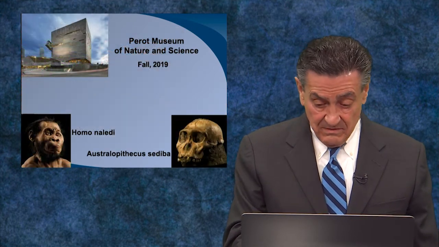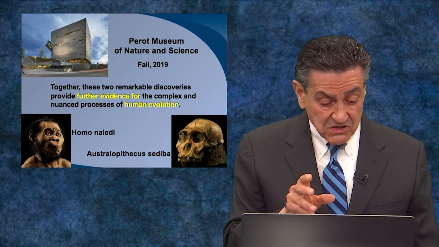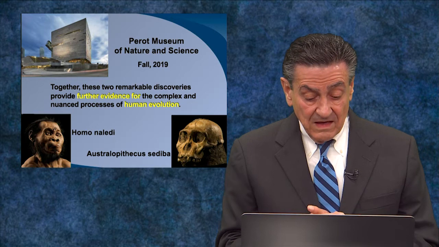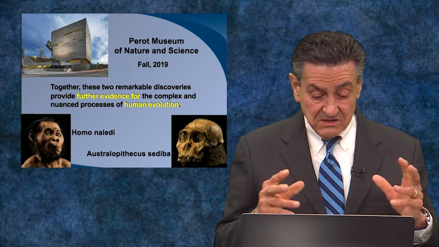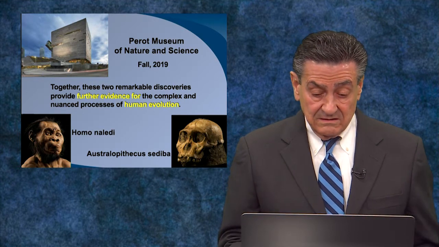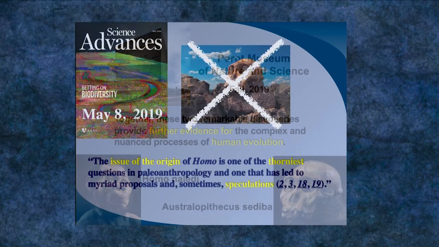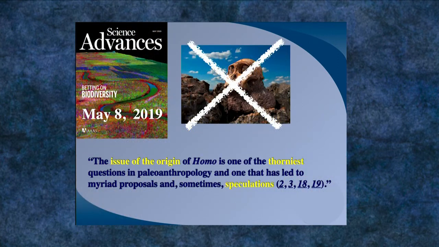The Perot Museum is continuing to say, together, these two remarkable discoveries provide further evidence for the complex, nuanced processes of human evolution. Here's the best evidence they got. And it's apes. Notice what they continue to say in this journal. The issue of the origin of Homo. This is just last year. The issue of the origin of Homo is one of the thorniest questions in paleoanthropology.